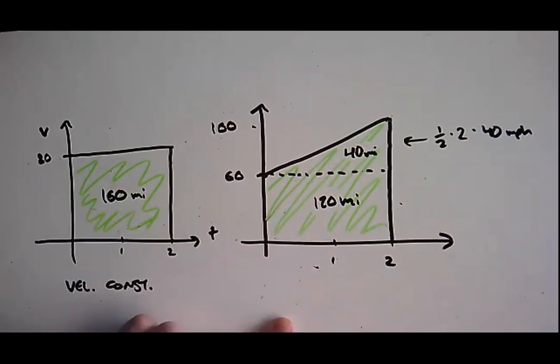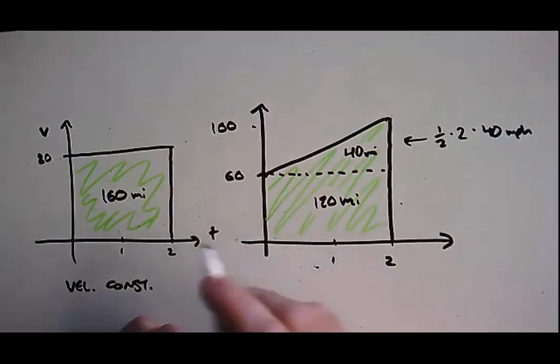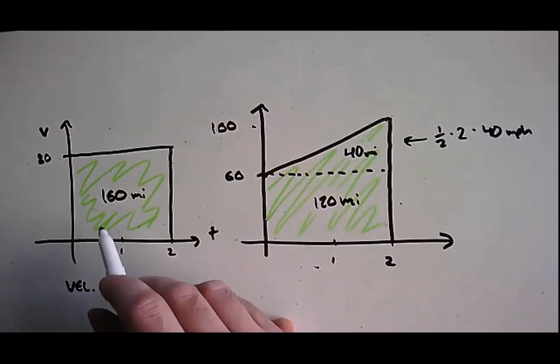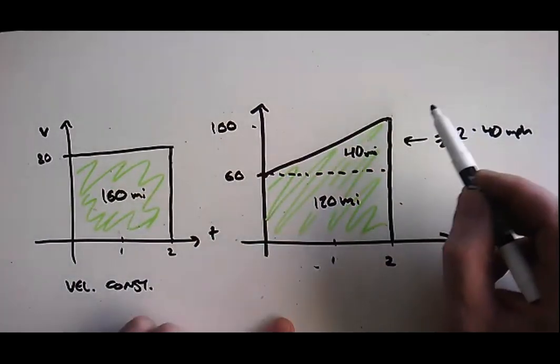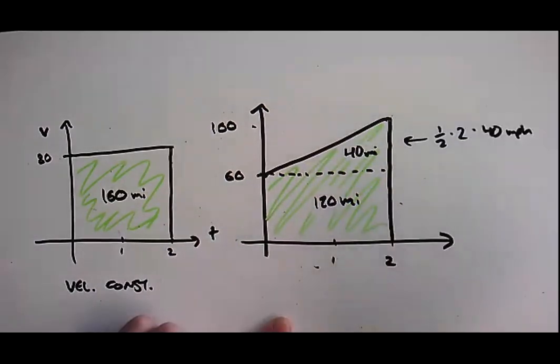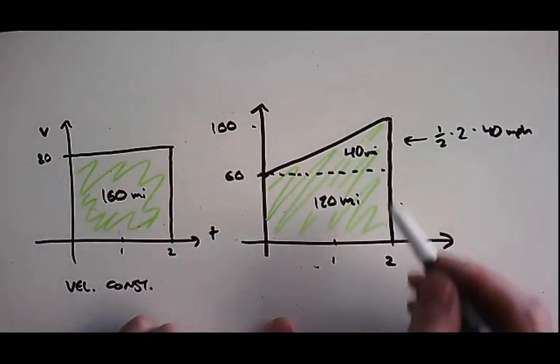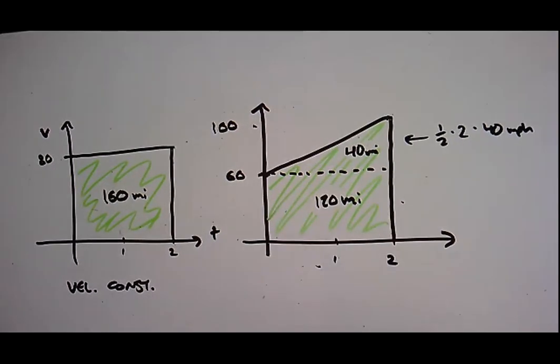So in both of these drives, I've driven the same distance. In the first case, I did that by driving 80 miles an hour the whole time. The second time, I had constant acceleration, right? So I sped up over the course of the trip, starting at 60, ending at 100, then I traveled the same distance.